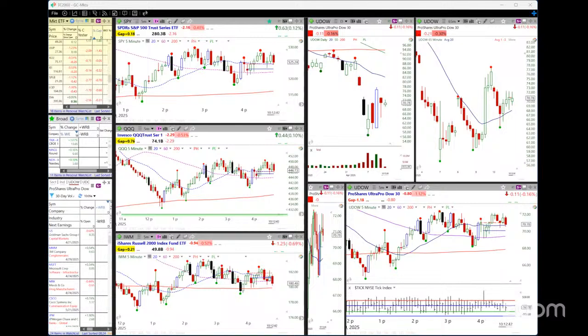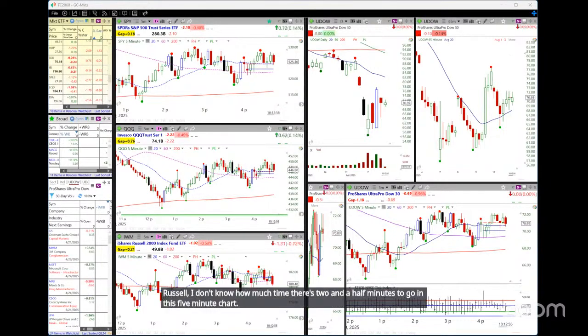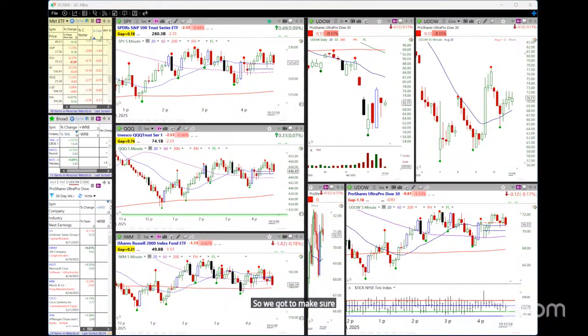We're kind of getting the Christmas tree effect here. Red, green, red, green. Russell, I don't know how much time. There's 2.5 minutes to go in this 5-minute chart. So we got to make sure it closes red, but breaking under those lows would support going lower.